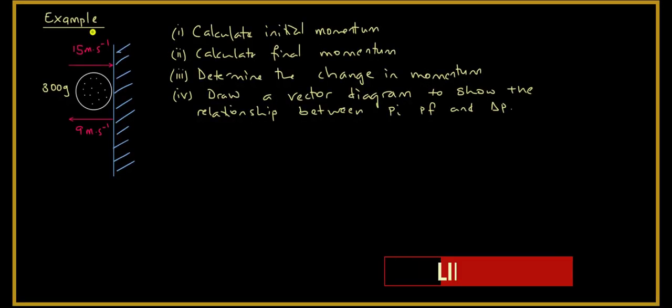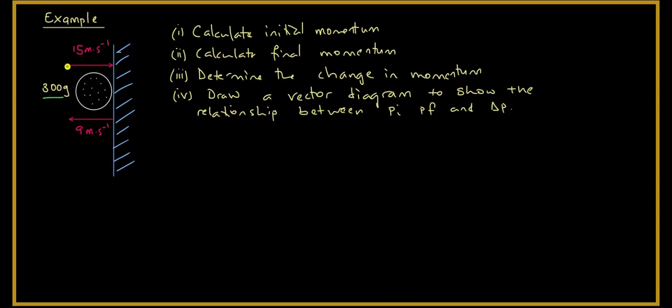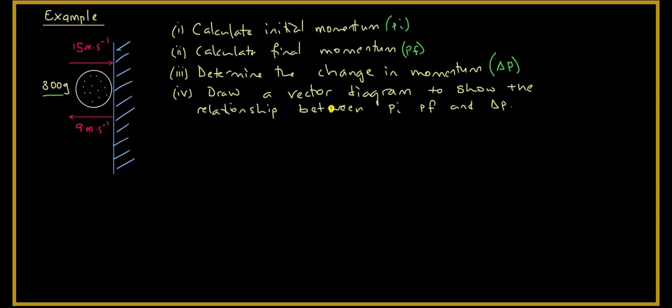In this example here, we're given a ball which is having a mass of 300 grams, and it's striking a wall at a velocity of 15 meters per second, and it bounces off that wall at a velocity of 9 meters per second. So what we want to do here, we want to calculate the initial momentum, and then we want to calculate the final momentum, which is our Pf, and then we'll determine the delta P, change in momentum, and then lastly we'll draw a vector diagram to illustrate the relationship between these three.